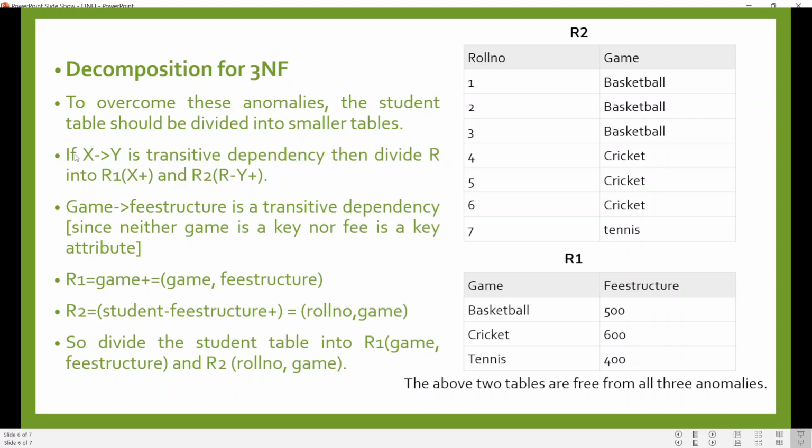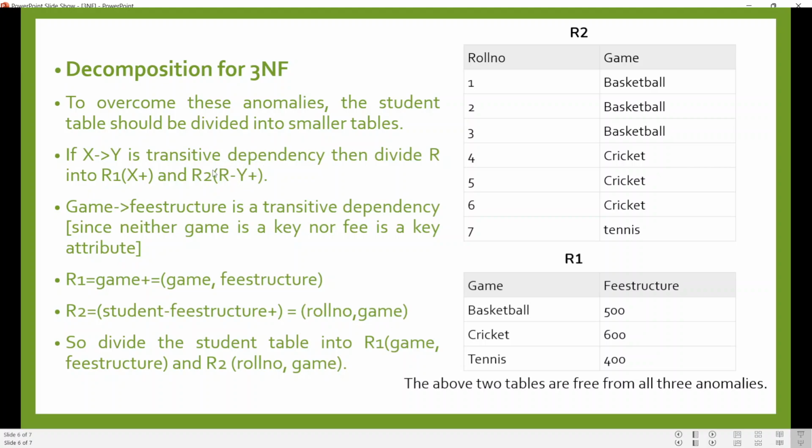So find the closure of the left hand side and make the relation for that one. And the second relation you make for the right hand side closure. So find the closure of the right hand side of the transitive dependency, subtract that closure from the original relation, and whatever is remaining make the new relation. So R2 is R minus y plus, where R is our original relation. What is this y plus? In the transitive dependency, whatever is on the right hand side, the closure of that attribute will give you y plus.